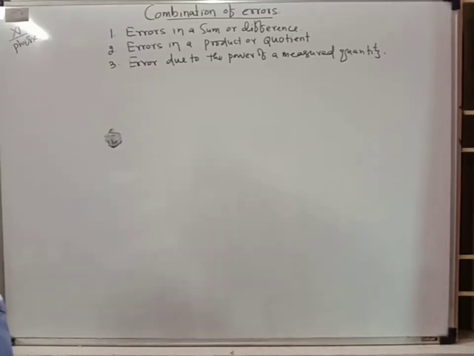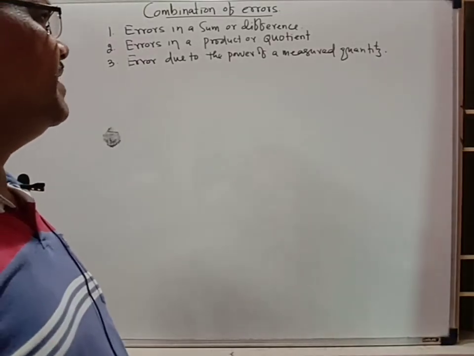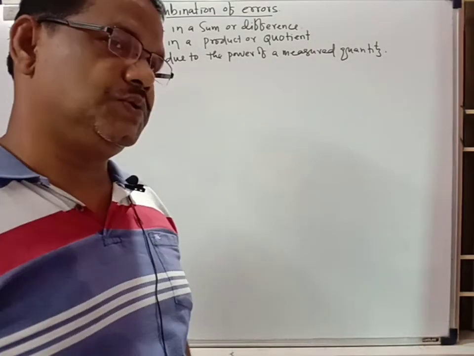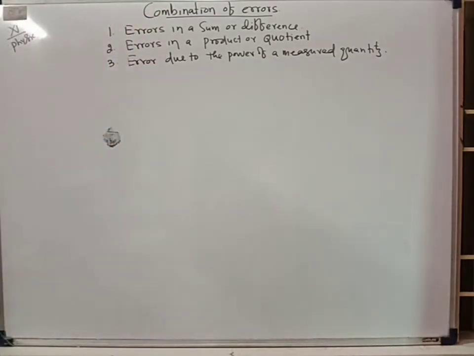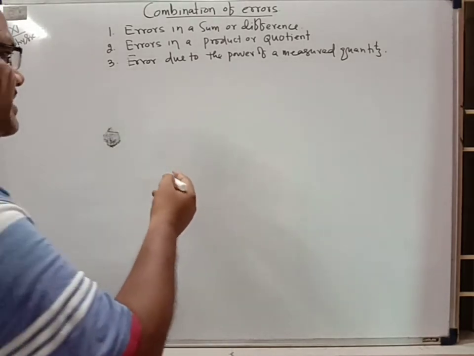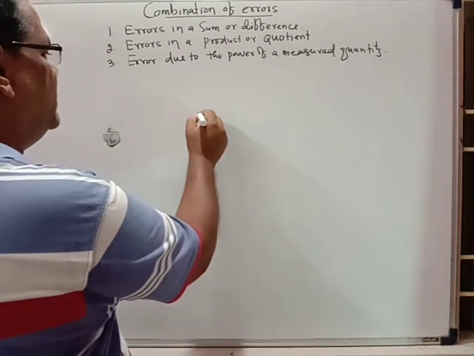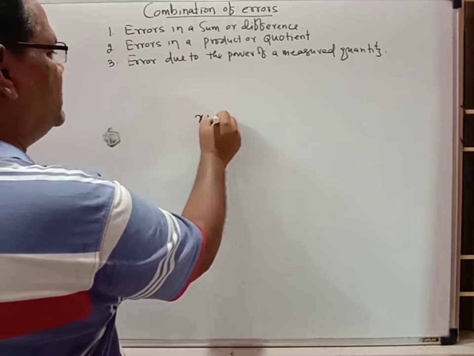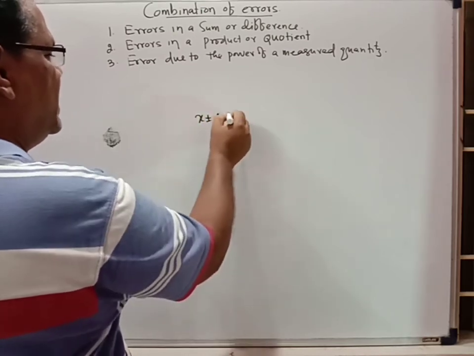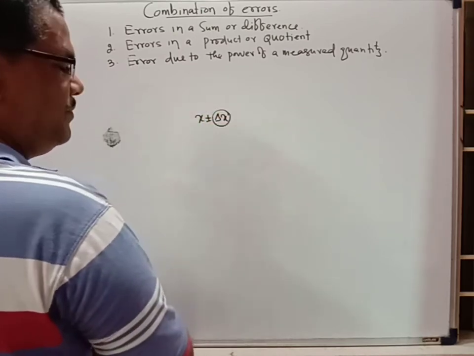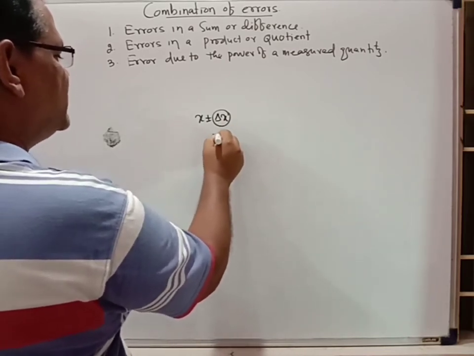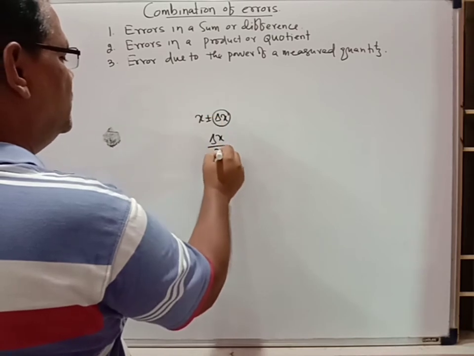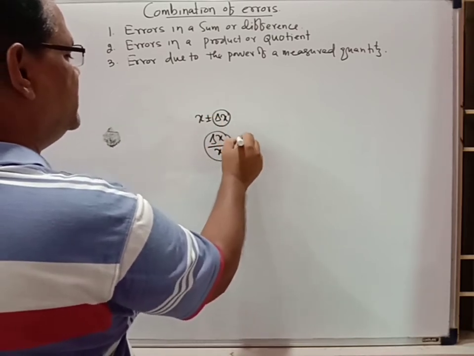We have already discussed the different types of errors, also the absolute error, relative error and percentage error. Absolute error means that if a quantity is written as x plus or minus delta x, then delta x is called the absolute error. And what will be the relative error? That is delta x upon the true value. That is the relative error.